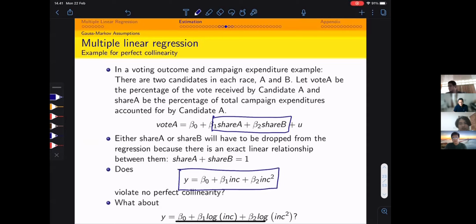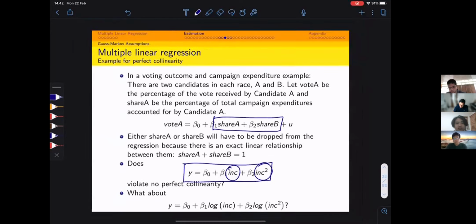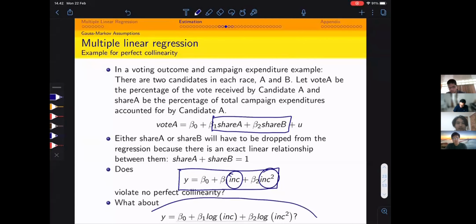So what I have to emphasize is that the no perfect collinearity assumption refers to linear relationships, okay? So income and square of income is not a linear relationship. It's actually a non-linear relationship. So in this particular case, it doesn't violate the no perfect collinearity assumption. In fact, in a lot of regression models, you can use non-linear variables such as income, square of income, years of working experience in the labor market, and then square of years of experience working in the labor market, and so on, okay? Now, the issue is actually on this one, okay?